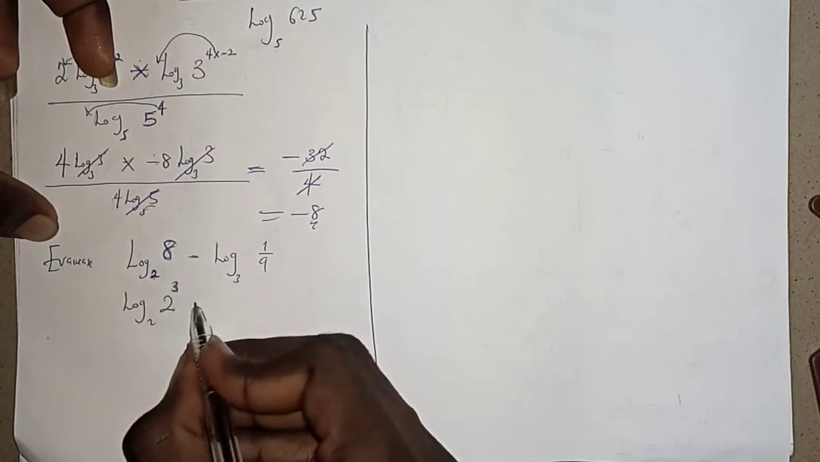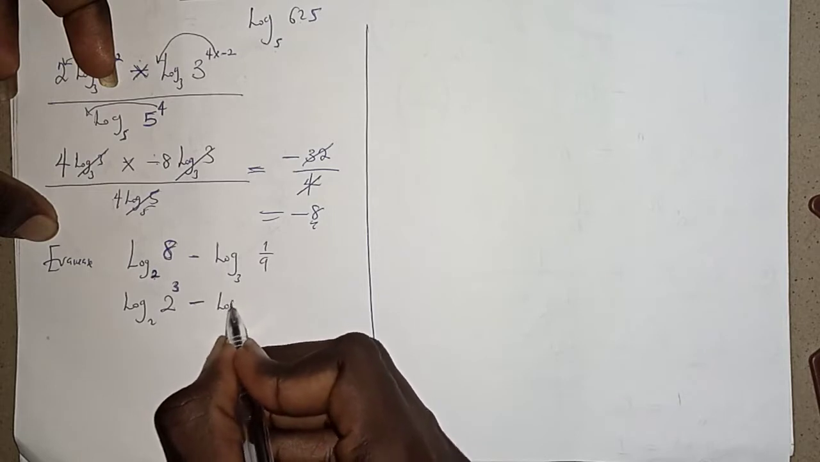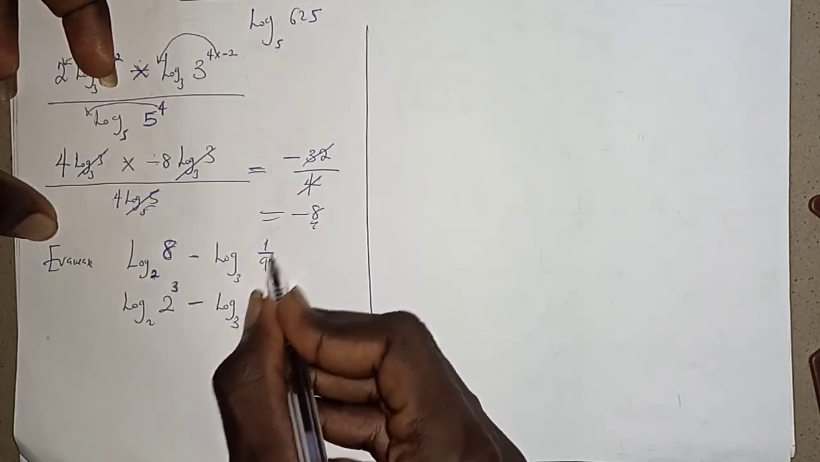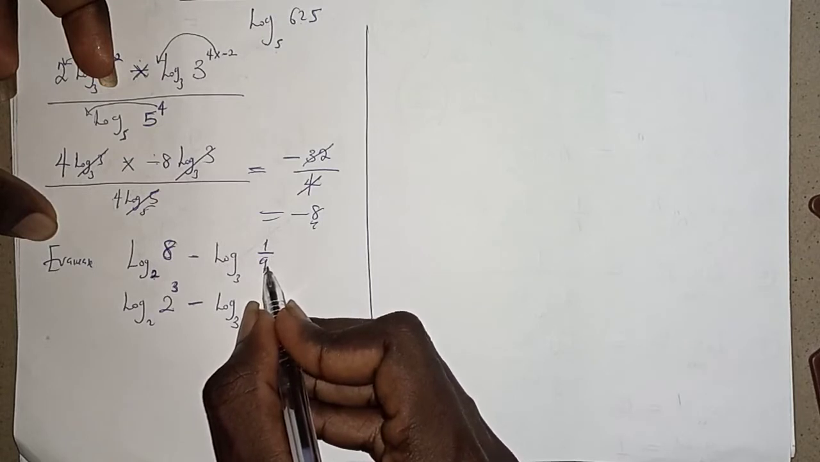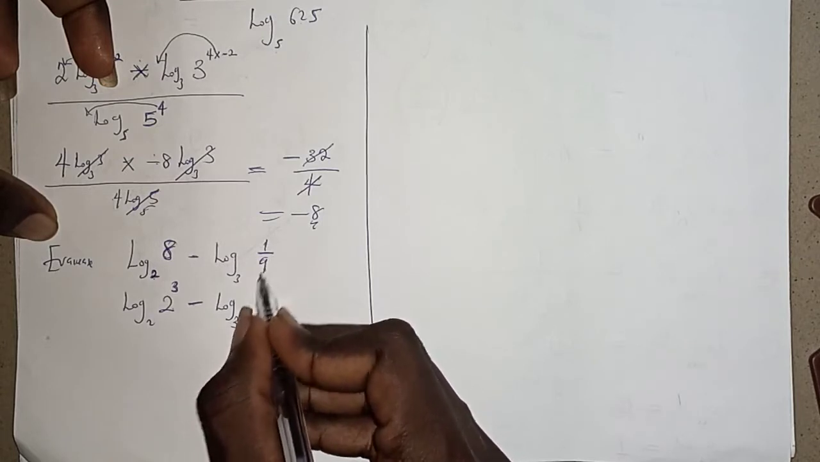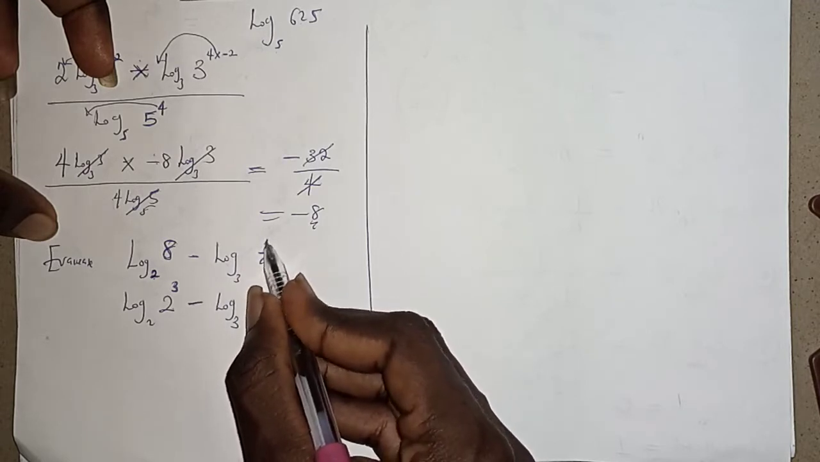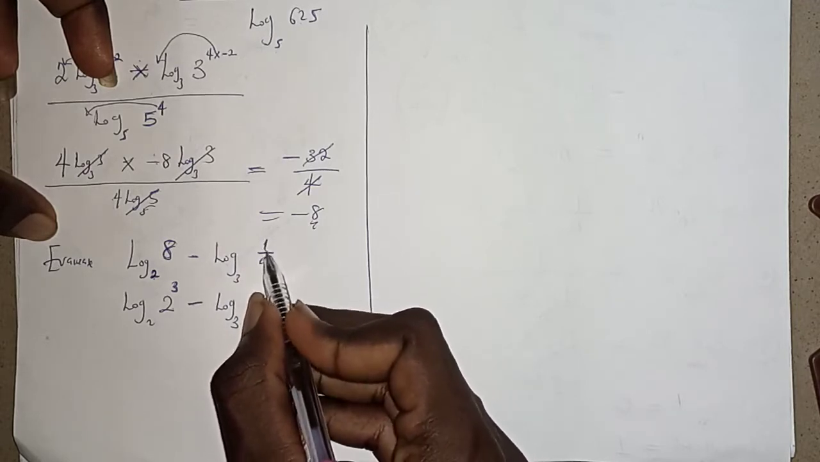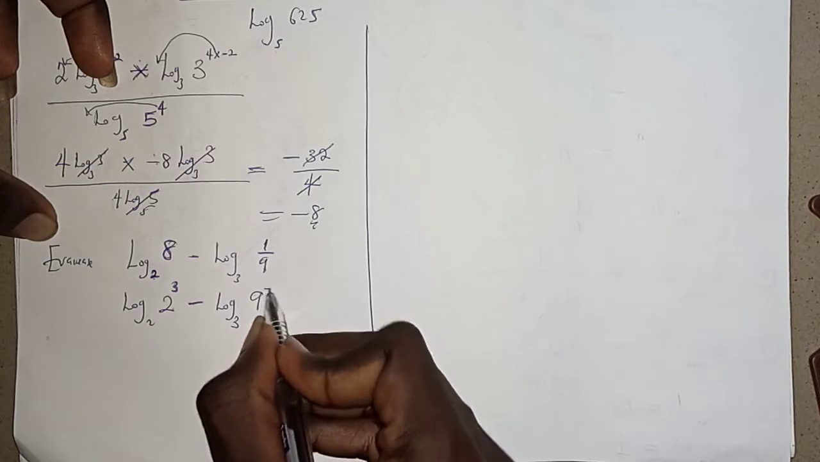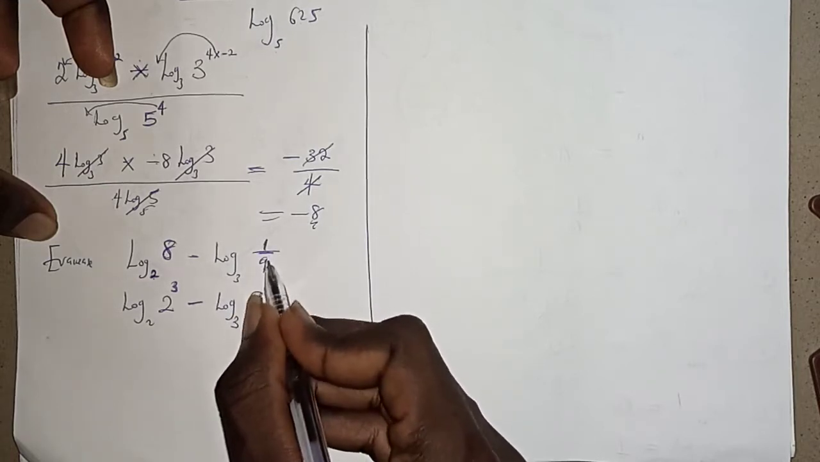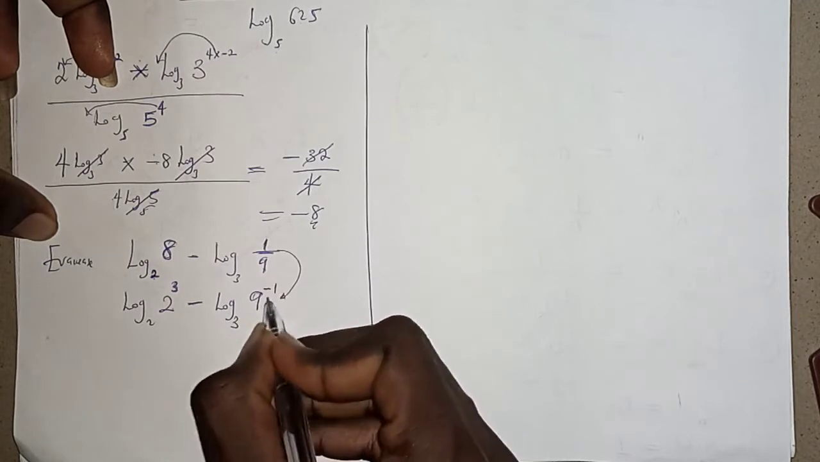2 raised to the power of 3 is 8, minus logarithm to base 3 of this 1 over 9. Remember, from indices, you know what this implies. That's why we actually covered indices at first. So 1 over 9 simply implies 9 raised to the power of minus 1, where this negative sign means 1 over, then you have 9 raised to the power of 1. So this and this are still saying the same thing, okay?